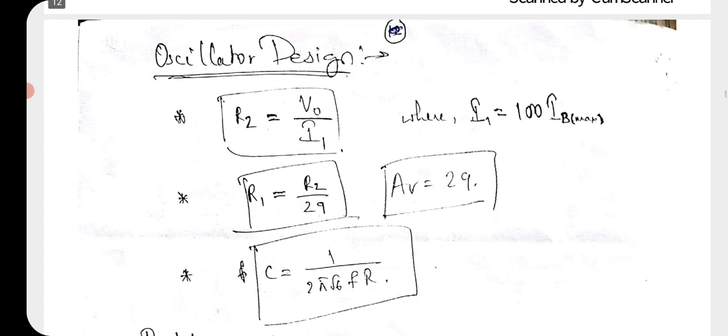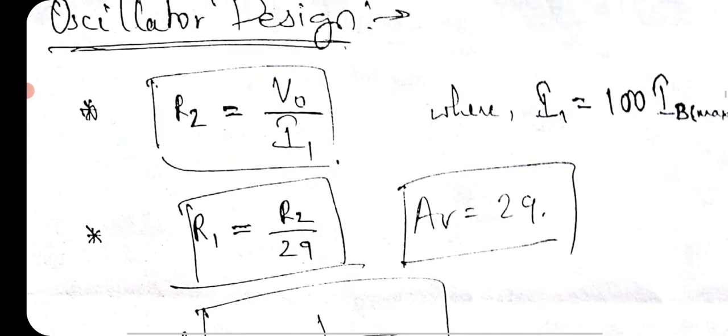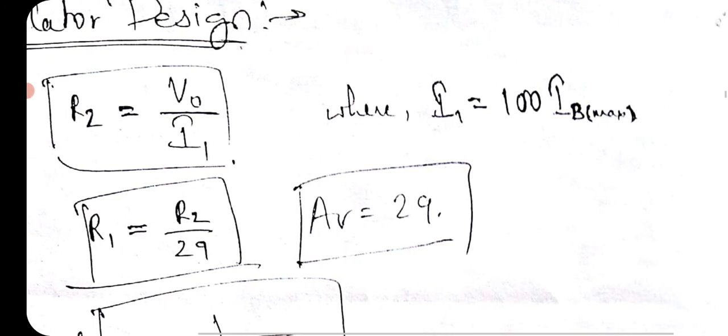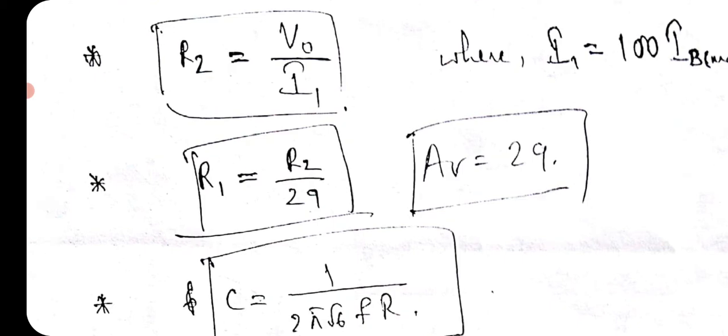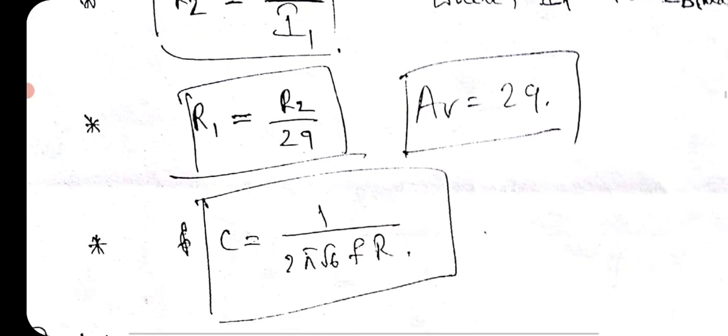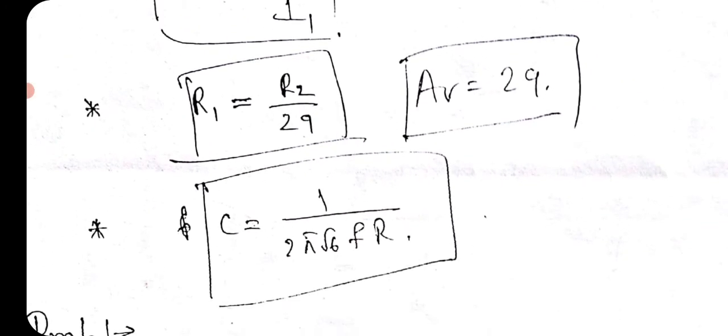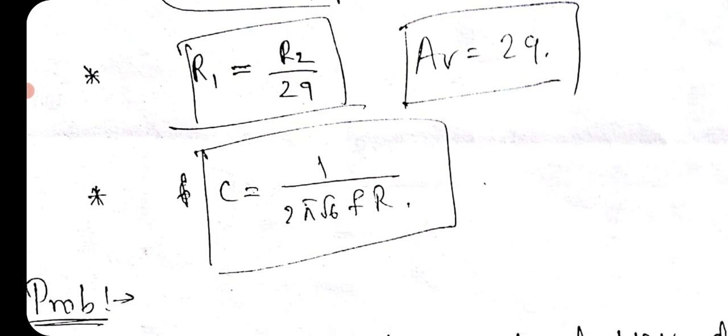Okay. So this is your design. Resistor R2, which is connected in the feedback, is calculated as the output voltage by input current, where I1 is 100 times IB max. R1 is R2 by 29. Why is this? Because gain AV is equal to 29. And C is equal to 1 over 2 pi root 6 F into R, because F is equal to 1 over 2 pi root 6 RC.